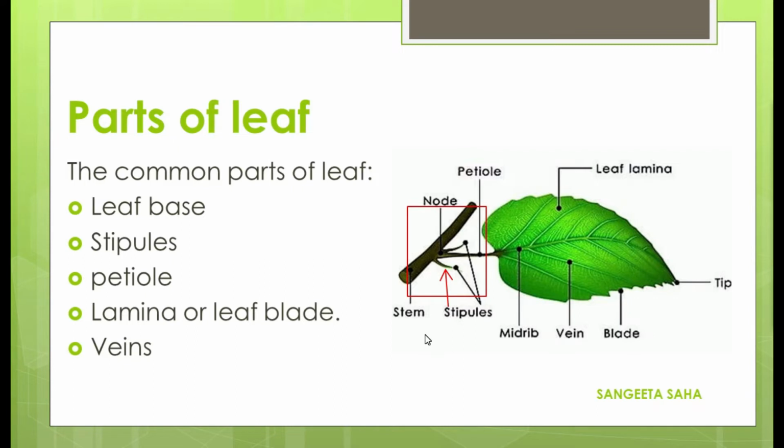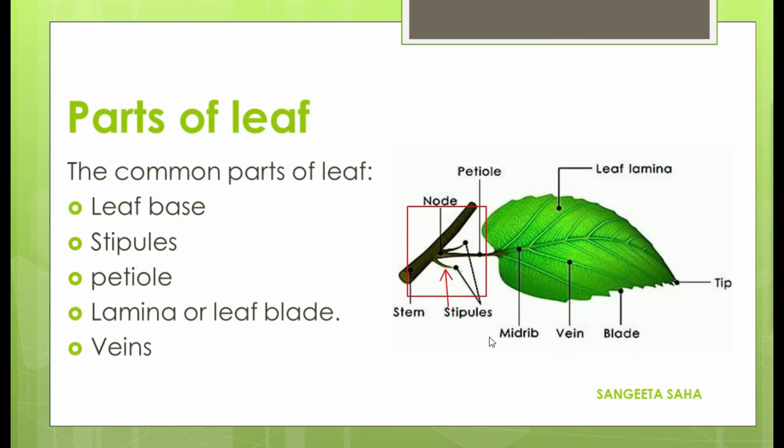Now, the next common part is the stipule. This stipule is the outgrowth or lateral appendage that is often found in the leaf base, and these stipules are basically there to prevent insects from attacking the developing leaf.